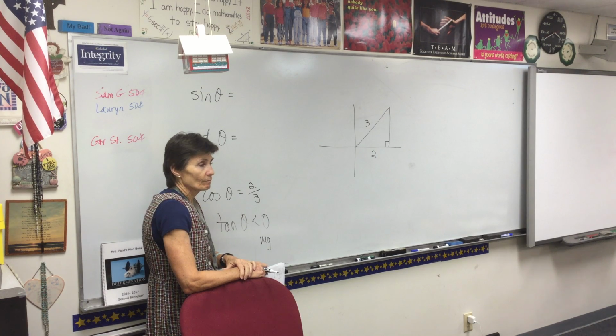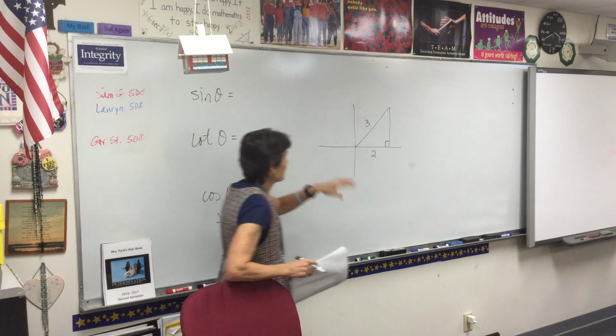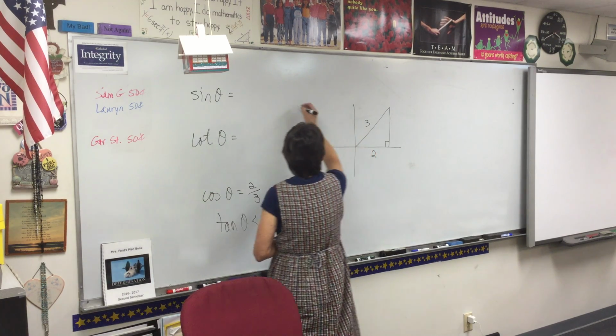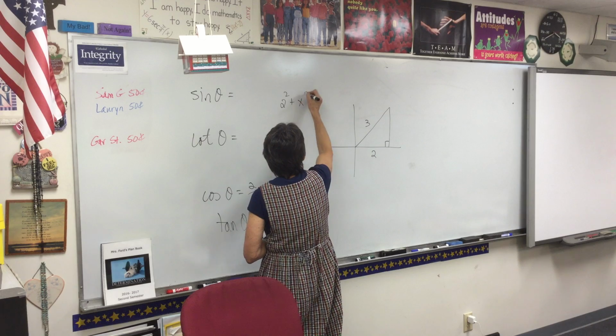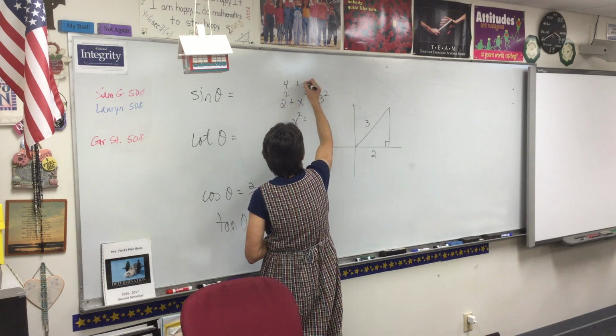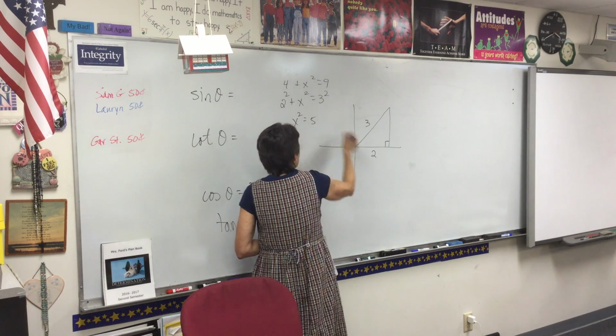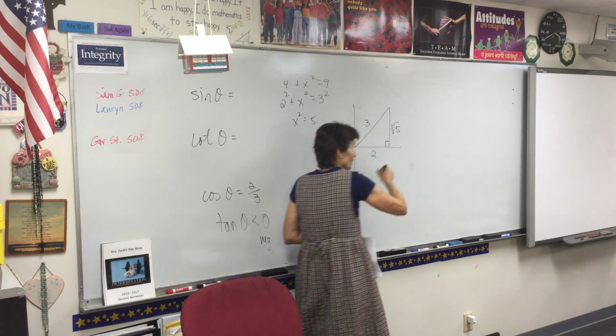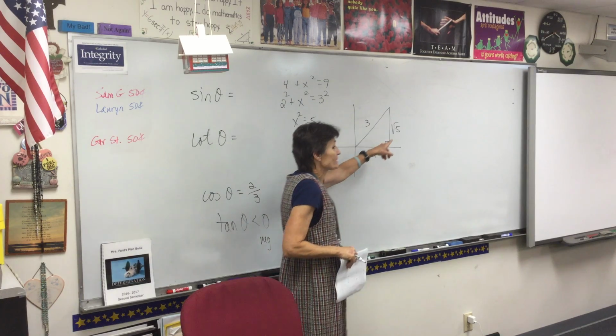The one diagonal. Because you have to find something that's less. Yeah. If I did my Pythagorean theorem, I'd have 2 squared plus x squared equals 3 squared. So 4 plus x squared equals 9. So I got √5 for over here. So what would the tangent be?